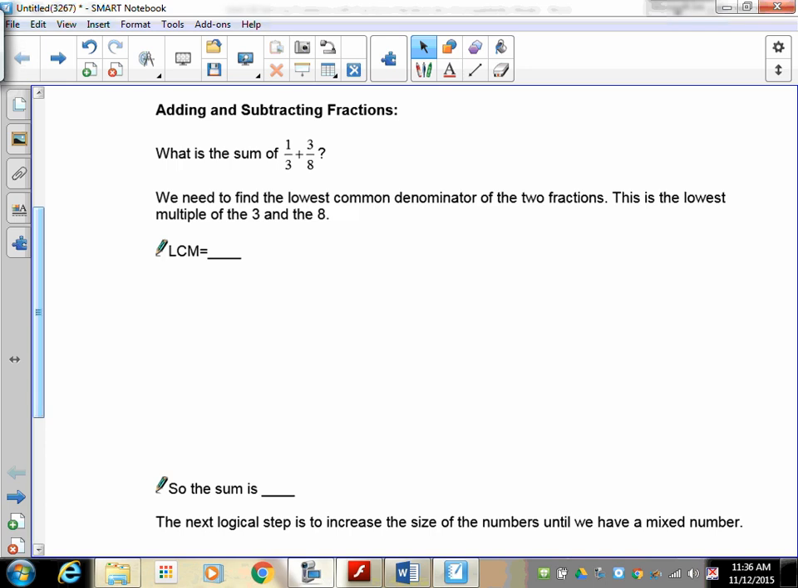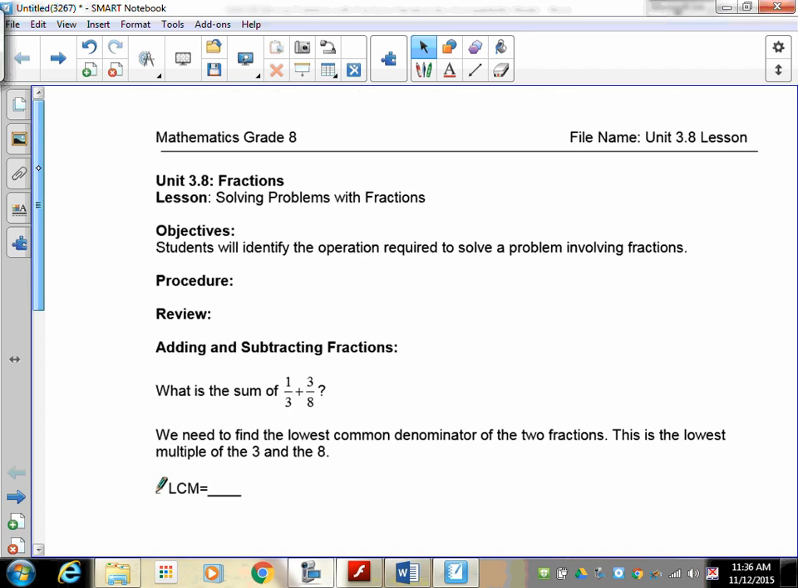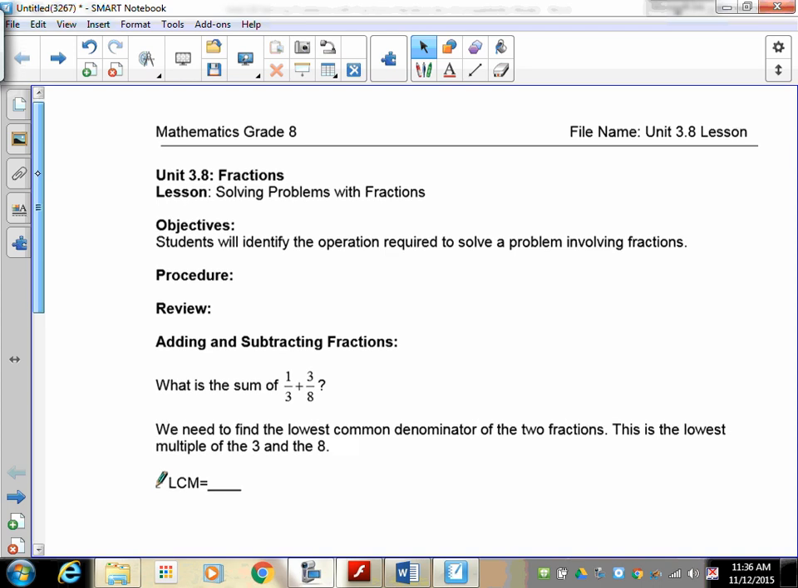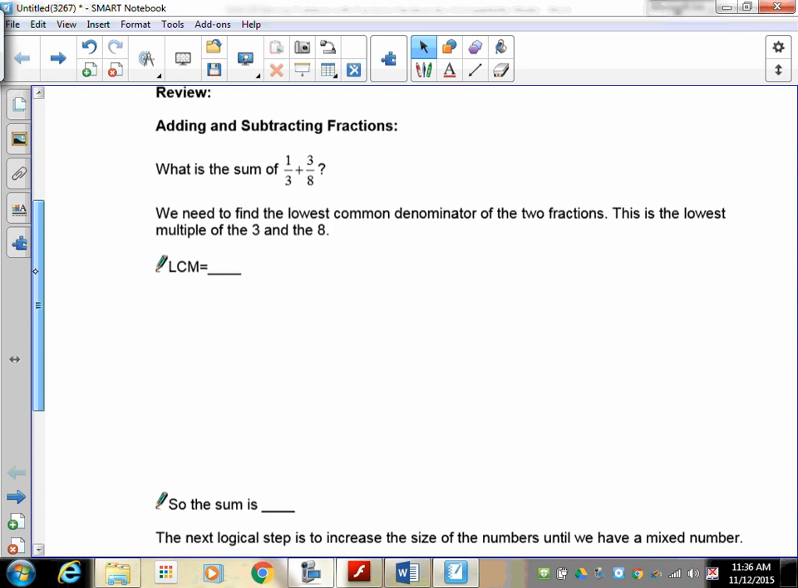So what we're going to do is a review of how to add and subtract fractions, and I want you to pay attention because right after this lesson, our lesson 3.9 is on order of operations, where you have to show me all your work for adding, subtracting, multiplying, and dividing. So pay attention. You're going to have to do this again in our next lesson.